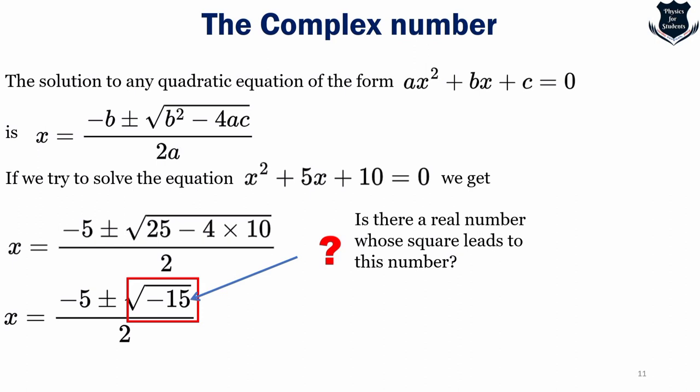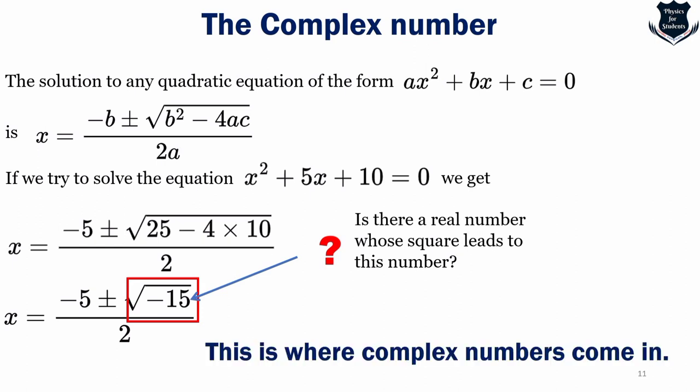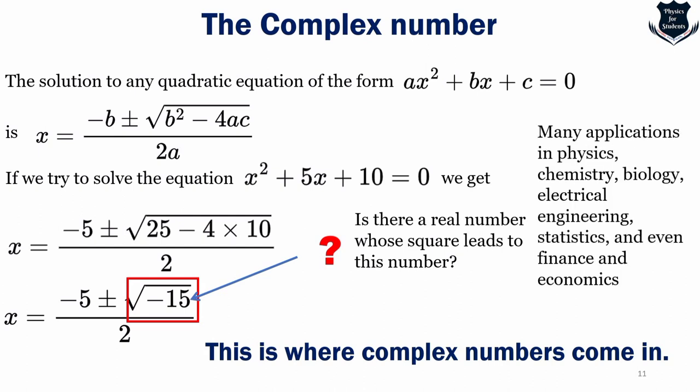Is there a real number whose square leads to this number? This is where complex numbers come in. This is the first example, just to demonstrate how complex numbers arise and what problems mathematicians faced at that time. It is a typical example. Now, complex numbers are used in many applications in physics, chemistry, biology, electrical engineering, statistics, and even finance and economics. And I can tell you that complex numbers are now being used in data science also.